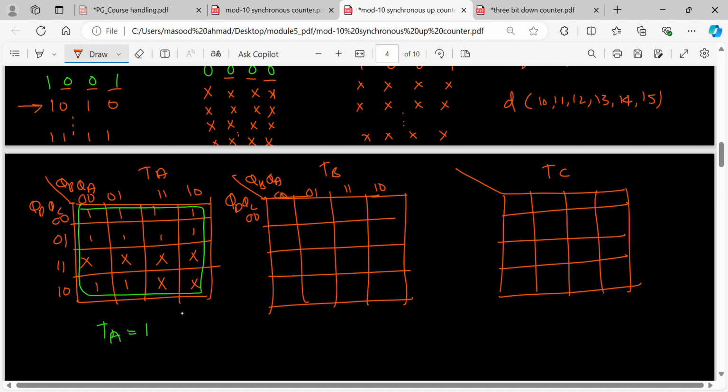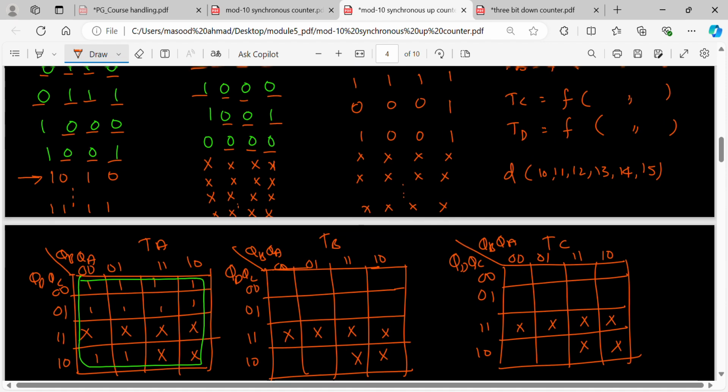This is QD, QC, QB, QA. 00 01 11 10, 00 01 11 10, 00 01 11 10, 00 01 11 10. This is QD, this is QC, this is QB, this is QA. As usual, 10, 11, 12, 13, 14, 15 are don't cares. Rest of the values we can get from the above table. So we can enter these don't cares directly, then the rest of the numbers.